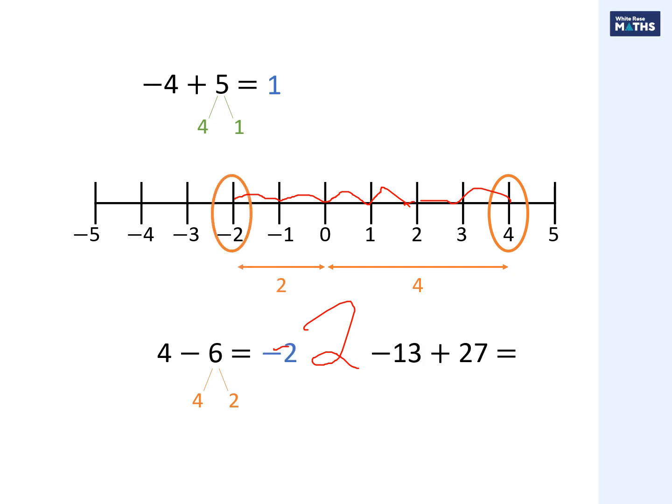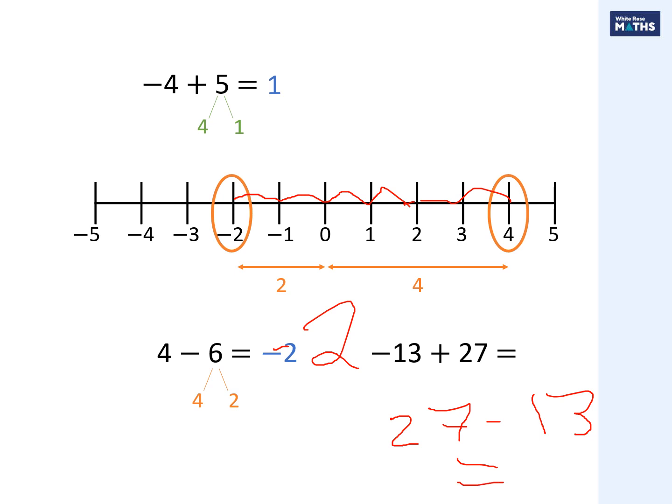A bit more tricky now. Here, there's a little trick that I can do. This is the same as doing 27 minus 13. Okay, I can actually reverse the operation. Okay, it's the same as doing that.